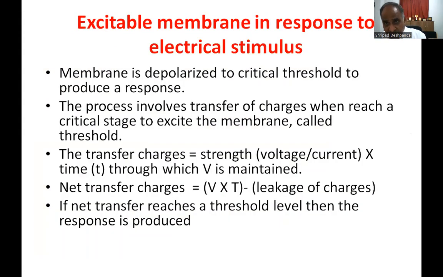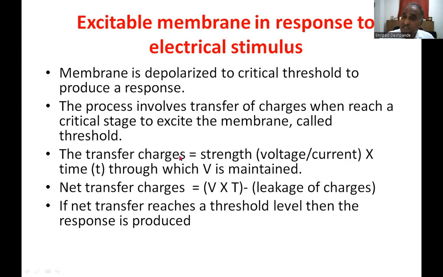Having understood about the electrical stimulus, now see what happens to the excitable membrane in response to an electrical stimulus. Now, when we stimulate the excitable membrane, the membrane gets depolarized. And if this depolarization reaches a critical level, that would produce a response. That we call a threshold. This process of depolarization involves transfer of charges. And when this transfer of charges reaches a critical stage, the positive charges accumulated inside the membrane would change the membrane property, and that would produce an excitable potential or a response. And this is called a response or a threshold stimulus.